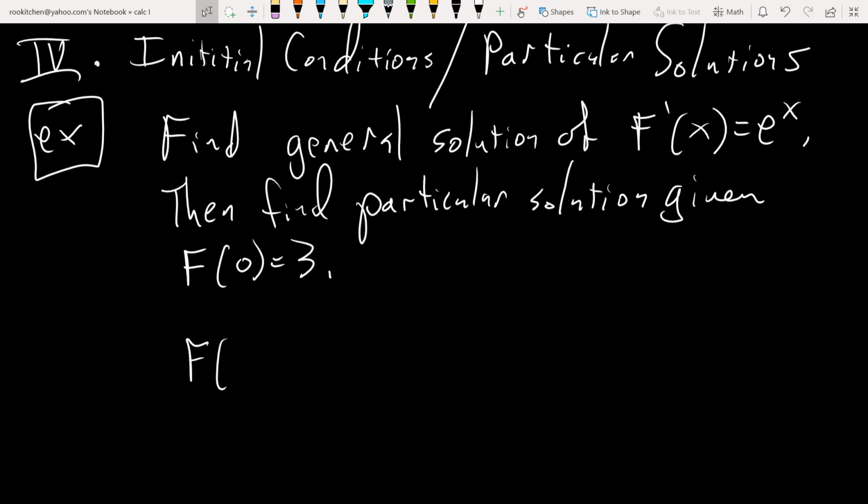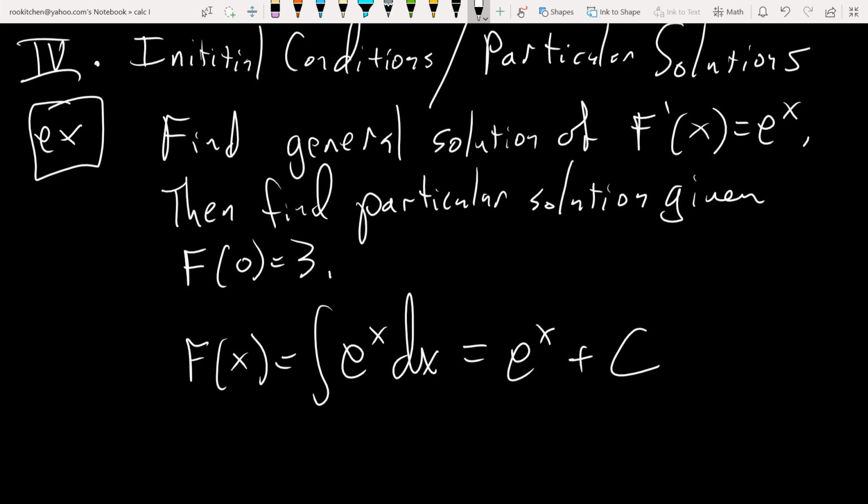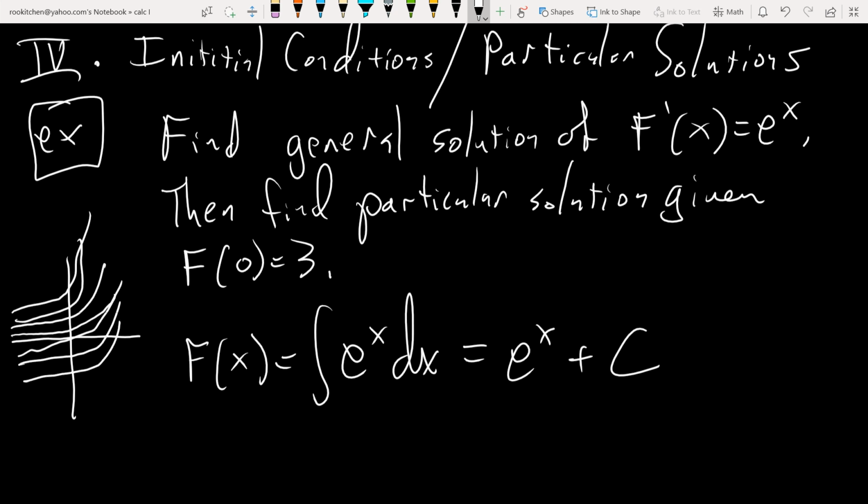So f of x will end up equaling the integral of f prime of x, which is e to the x, dx. And of course, when you integrate a derivative, you're going to have that plus c thing popping out. So we have a general solution here, not a particular solution. If you wanted to think of that as a family of curves, if you were to graph that, it would look like a bunch of these. That represents the family of e to the x plus c. We want a particular one, and we can find the particular one given f of 0 equals 3.